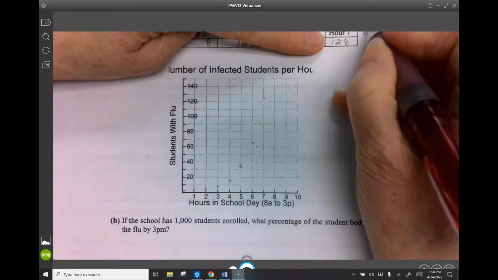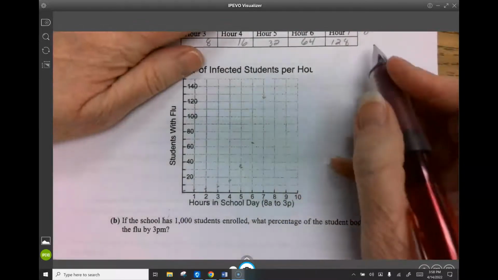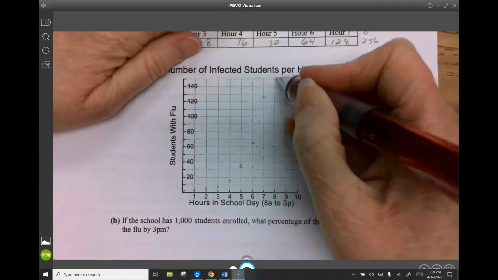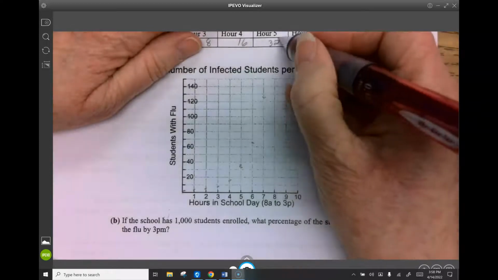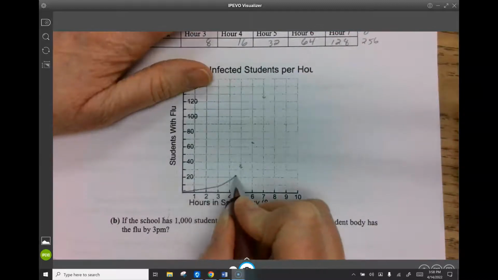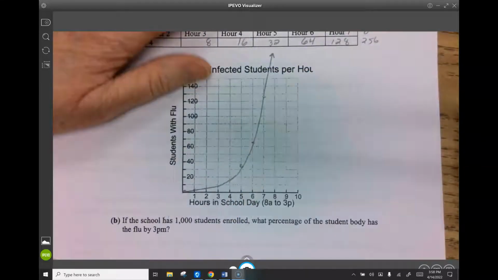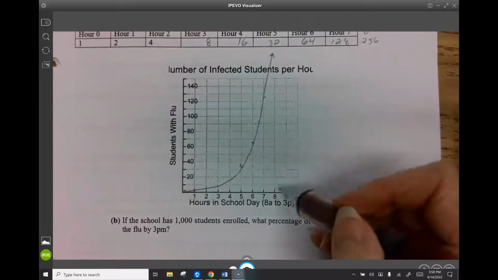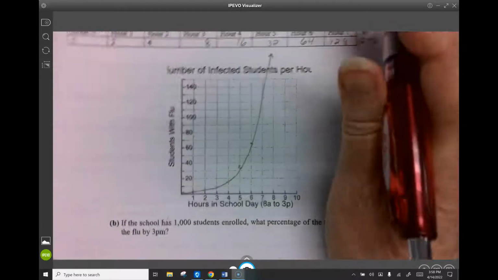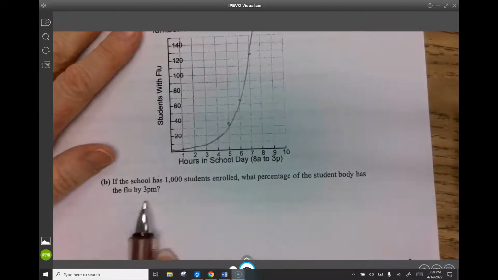Okay, what's hour 8? So there's hour 7. You can see those points. Hour 8 will double it again. It's 256. So at hour 8, we are off the chart, like way off the chart. Okay, so that's what was happening, it was just growing so quickly that by hour 8, we were off of there. Okay, so by the time they left at 3 o'clock, it was a lot of the school. So now what it says is, if the school has 1,000 students enrolled, what percentage of the student body has a flu by 3 p.m.?